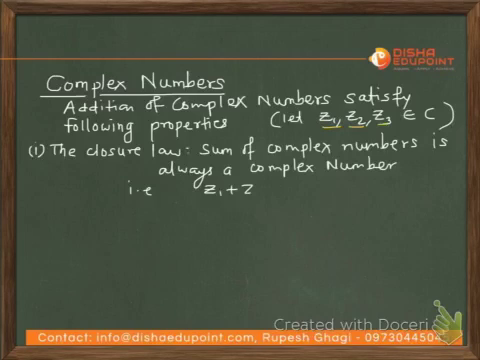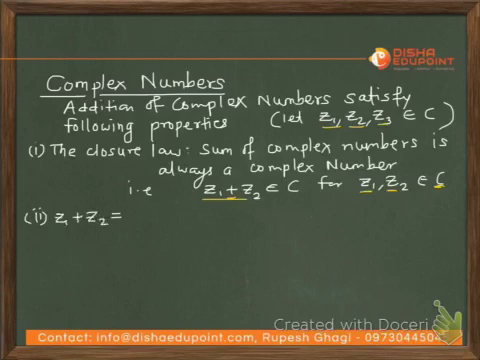Here the binary operation is addition, and as we can see, we have z1 and z2 from the complex numbers. So we have two complex numbers taken from the set of complex numbers, that is C. Then z1 plus z2 is also a complex number. That's why we say that addition follows the closure law.